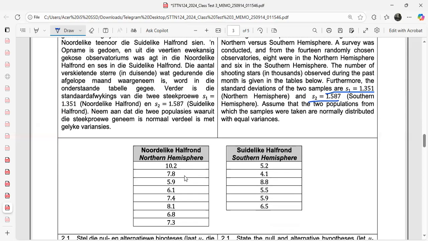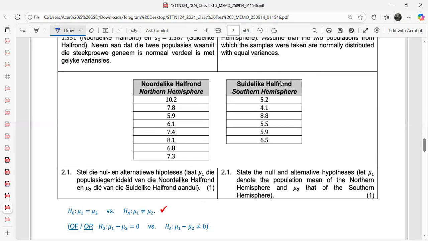And check the n. 1, 2, 3, 4, 5, 6, 7, 8. 1, 2, 3, 4. Small. We are going to use the method of the t. But check if they mention that this one is greater than this one or this one is less than this one. When I look at this information here, there's no part where they say this one is greater than or less than. So we're going to use two-tailed. You see, population 1 is equal to population 2. Population 1 is not equal to, because they didn't mention greater than, less than, and so on.